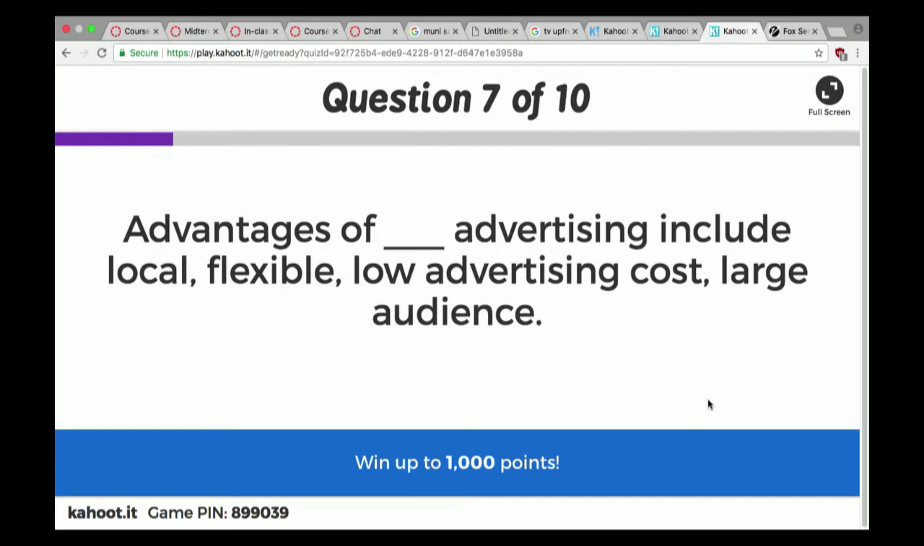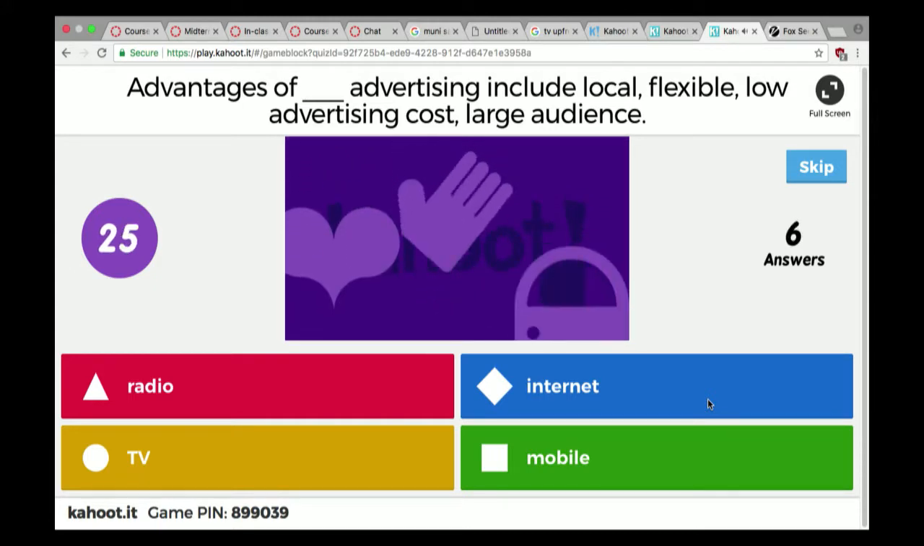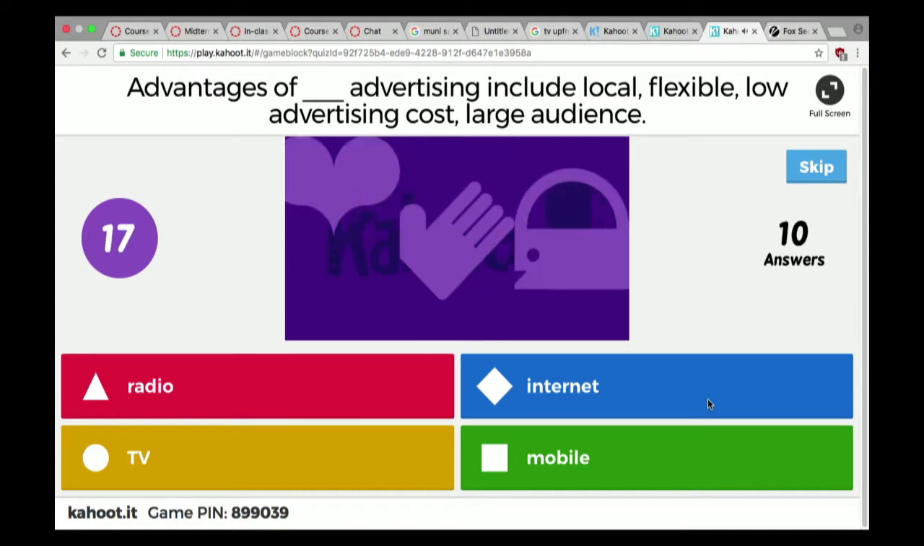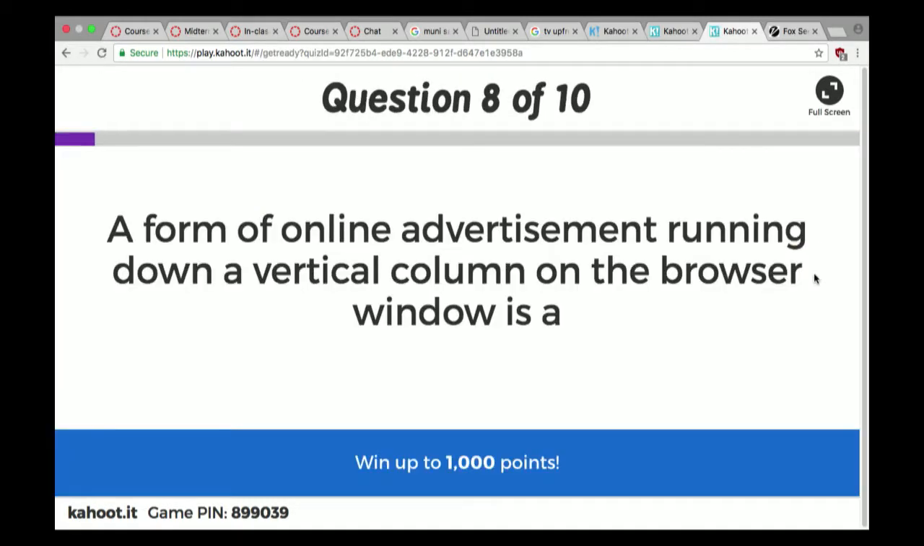Okay, and here we are, question 7. Advantages of what kind of advertising include it's local, it's flexible, it's low in cost, and it reaches a large audience. What is the most local of advertising? Local medium. Oh yes, the majority got radio, the right answer. So the cue there I think is the locality. TV is going to be more national. The internet is obviously global. People can see your ad anywhere. And mobile, it's certainly not as local as radio. Mobile is more wishy-washy. I just want to finish this, but we can pick that up. I'll ask you more about that next class.